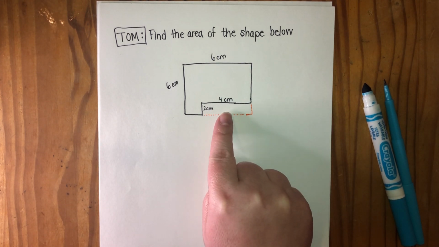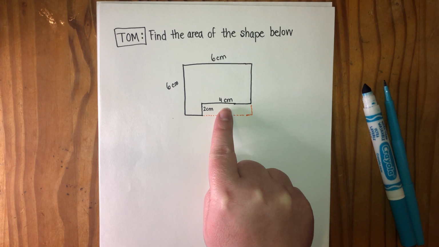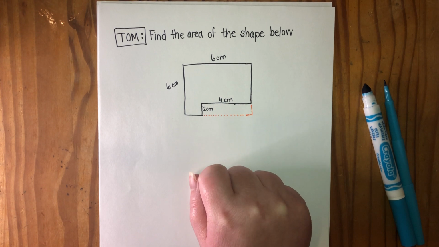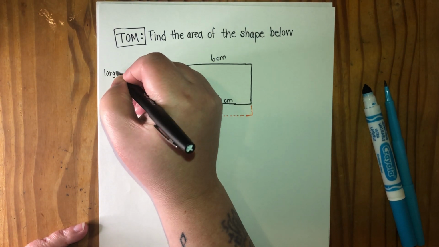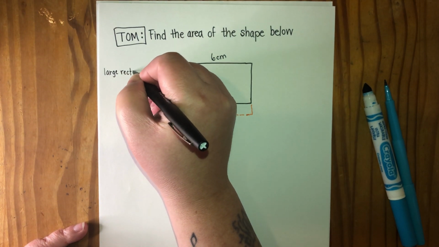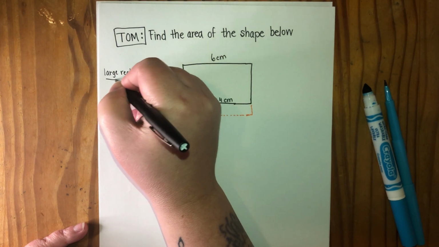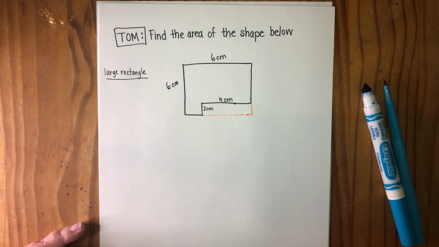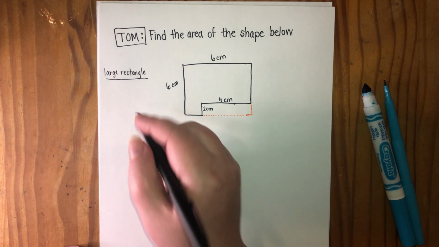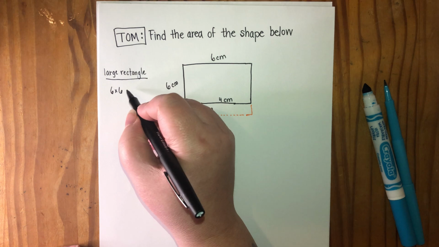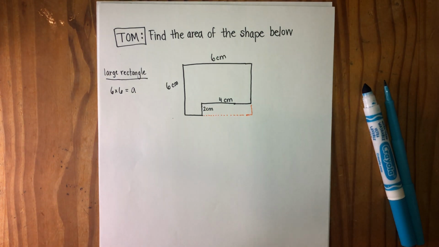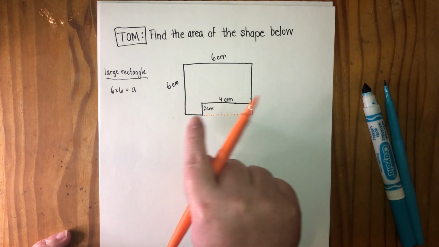Without this cutout piece, imagining it was actually here, what would the area of the large rectangle be? Evaluate. That's right. We can multiply the length and the width in order to find the area of the large figure before we cut out the part that we don't have.